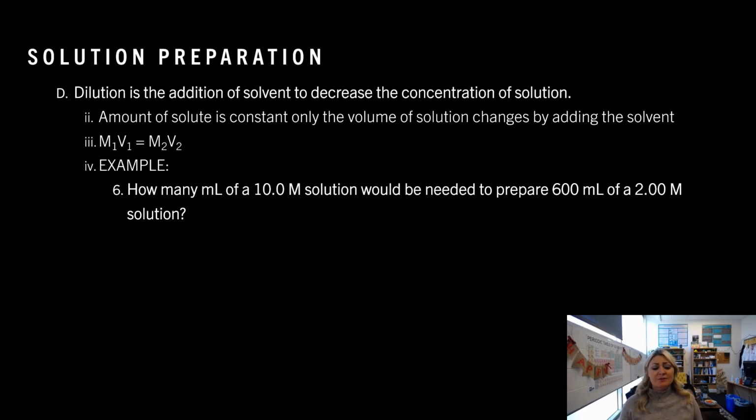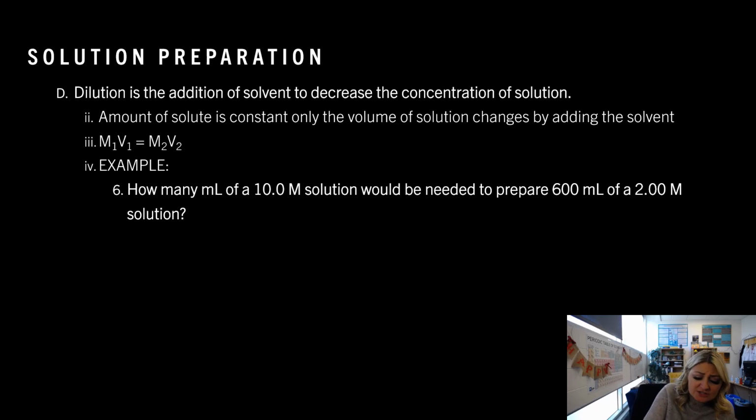So to prepare a solution, we go to the stockroom. The solutions that you have are concentrated. They're cheaper to ship. They're more useful. Nobody ever wants to use a super strong molar acid or base, so dilution is the name of the game. We can add water to make it less concentrated, to make it a safer molarity to work with. So dilution is the addition of a solvent, in this case usually water, to decrease the concentration. So the amount of solute is constant and only the volume of the solution changes by adding solvent.